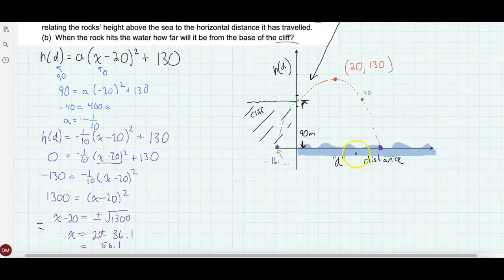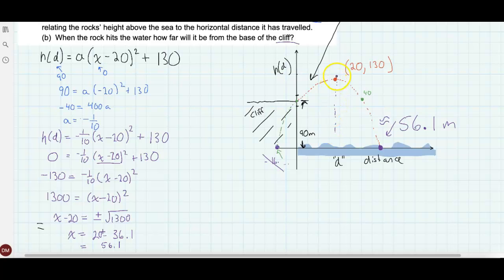So this distance here is approximately 56, actually 56.1 meters from the cliff, because we had to round that. It's irrational. So we ruled this one out. We're not going to subtract and get a negative distance from the cliff. Did we answer the question? Yeah. Okay, that's good. Does that seem reasonable?